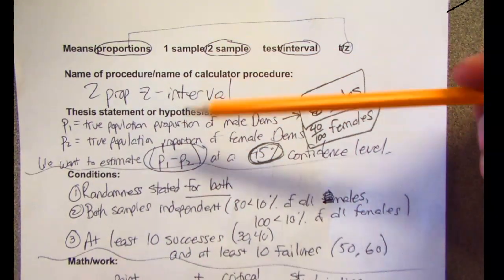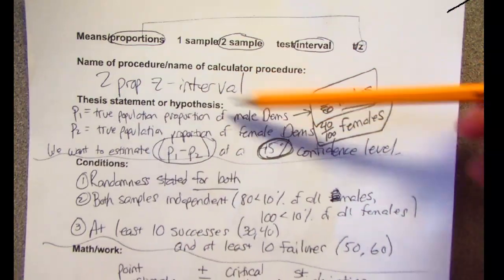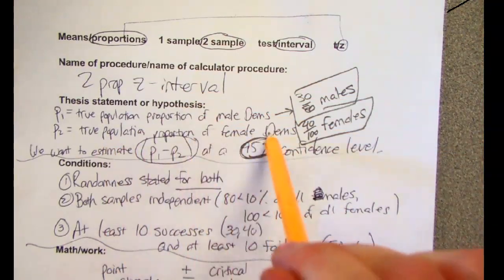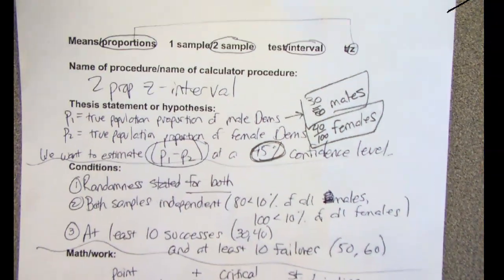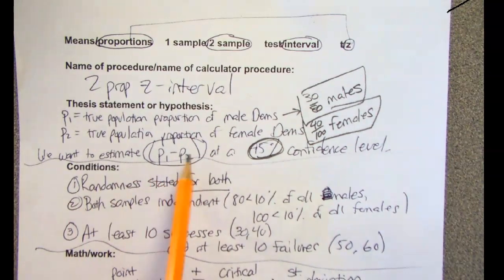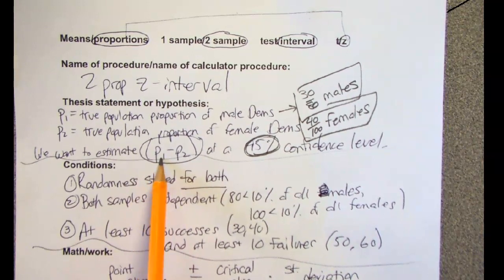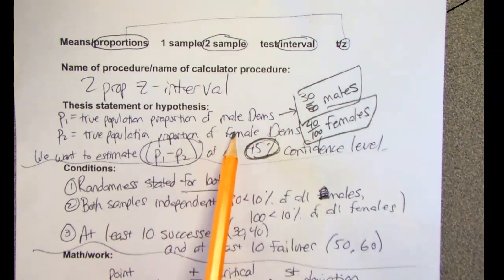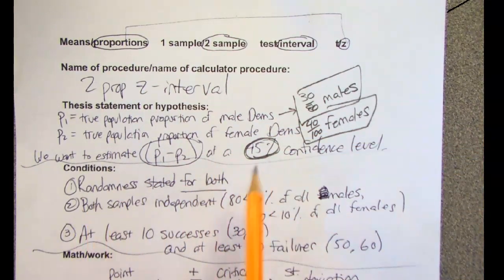So talking through what I'm doing here, P1 is the true population proportion of male Dems, P2 is the true population proportion of female Dems, and we're trying to find out the difference between them. I don't even really care what either of them are. I just want to know how far apart they are. So we're going to try to estimate P1 minus P2, and it doesn't matter if you do P2 minus P1, or females here and males here. As long as you're keeping what you're doing consistent through the problem, you are okay.